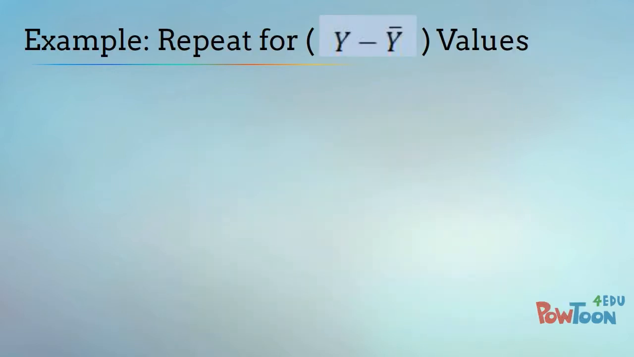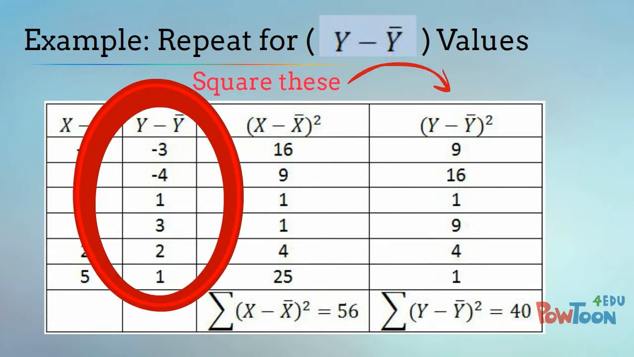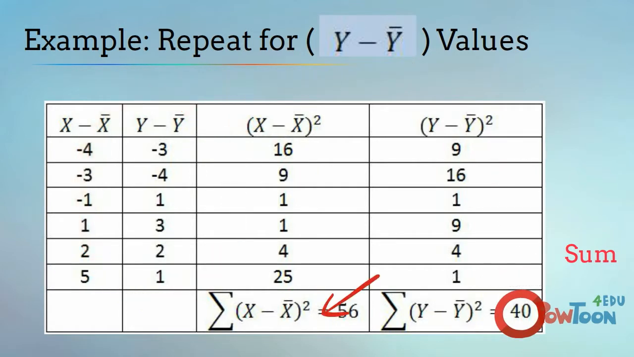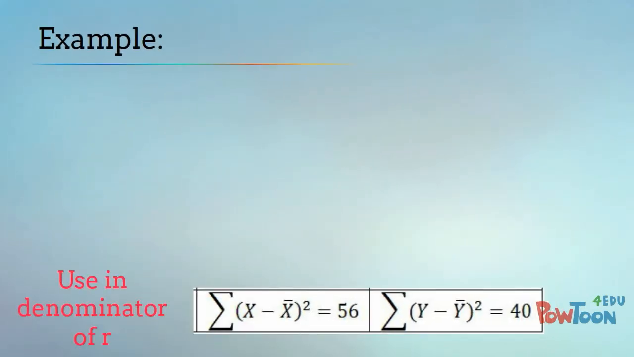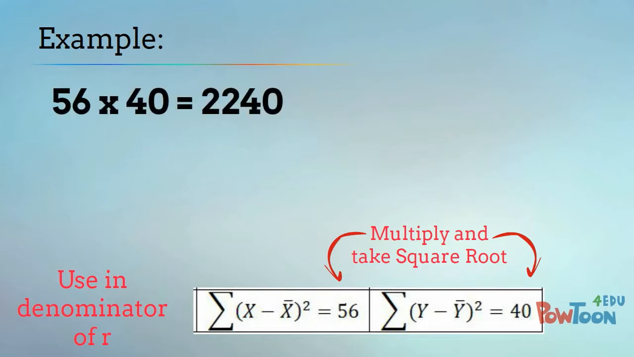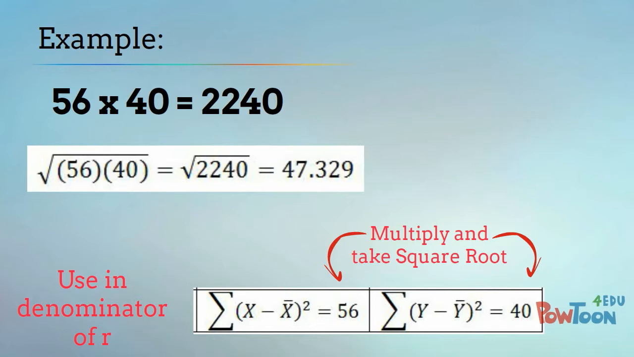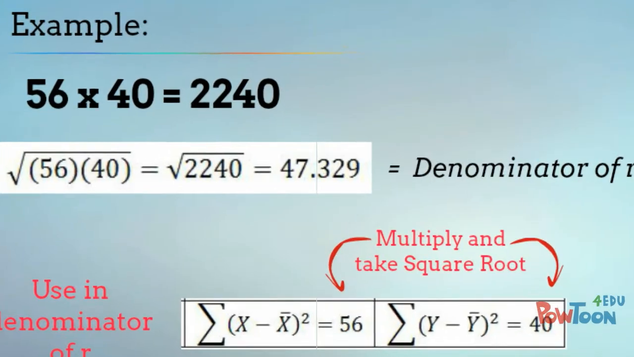We do the same thing for the y minus y bar values, squaring each. For example, minus 3 squared is 9, minus 4 squared is 16, etc., and then summing up all of those values. In this case, we get 40. These values are used in the denominator of the fraction. We multiply them together and then take the square root. So 56 times 40 is 2240, so we take the square root of 2240, which is approximately 47.329.